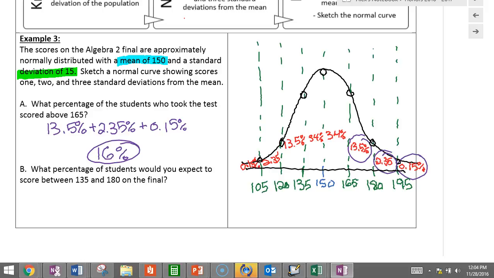Right. So then what percentage of students would you expect to score between 135 and 180 on the final? Right? So that would be 34, 34, and 13.5. Adding all those up, 81.5%, right? And that's just adding up those three numbers. So once you have your graph, those questions are pretty easy, but you do have to know those percentages.